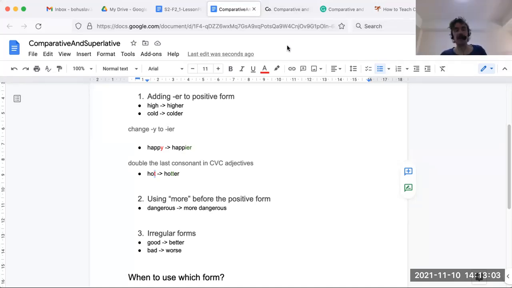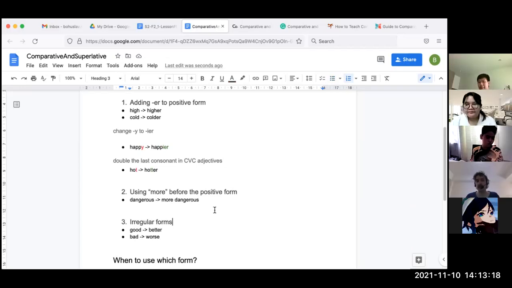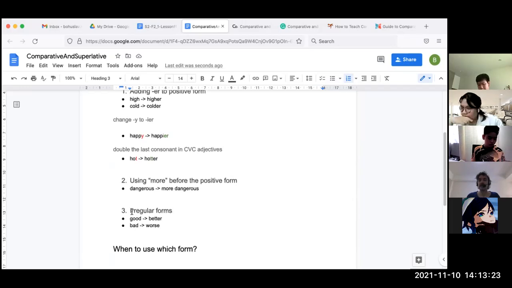So we have some adjectives which form the comparative irregularly. And the question is when we should use which form? Good question. Well, if it is irregular, we can just use the irregular form. That's simple. You might need to learn by heart, memorize irregular forms. There are a few of them, and just use those if it's irregular.